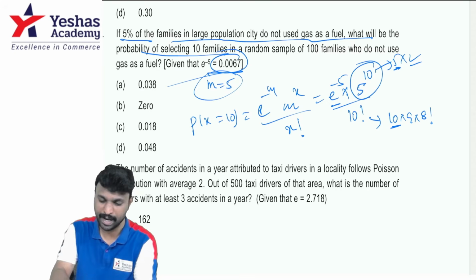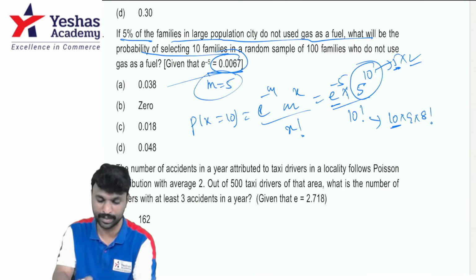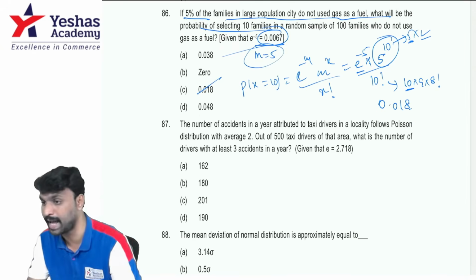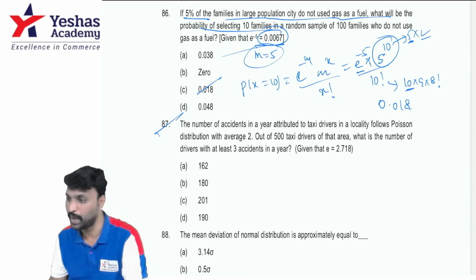Divide by 10, divide by 9, divided by 8 factorial is 40,320. That fetches me 0.018. One of our solved questions in the class. Yes or no? 87th one.